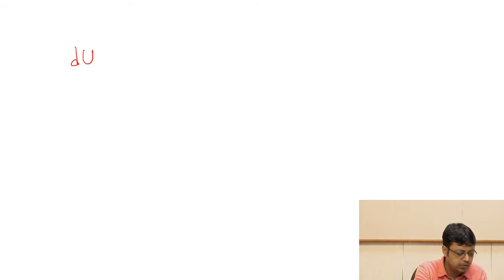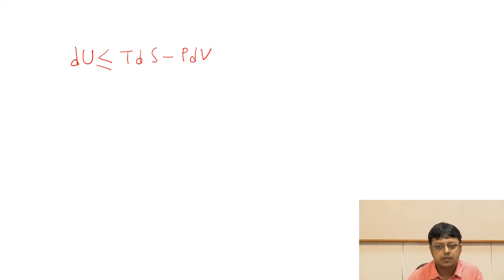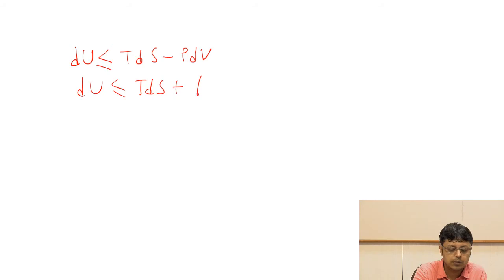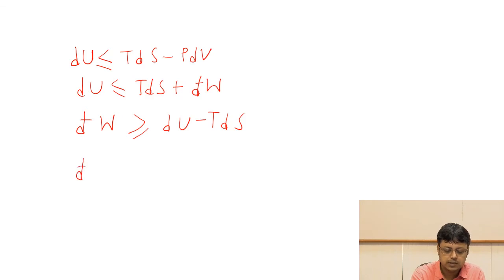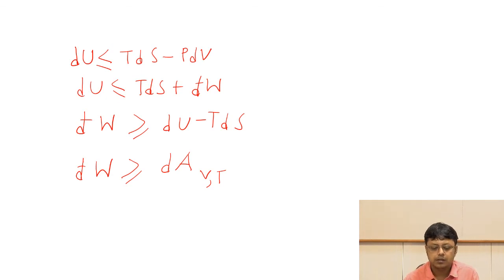We can again start from dU less than or equal to TdS minus PdV, but instead of writing PdV, you can always write it as the original equation, which was TdS plus đW, where đW is some kind of work, and we know what this work is. It's a pressure volume work. So we could write đW as greater than or equal to dU minus TdS, but we know that this dU minus TdS is nothing but dA at constant volume and temperature. And of course, this will be applicable for any change, but we'll consider only the equality sign right now, because we are just considering the maximum or minimum amount of work.